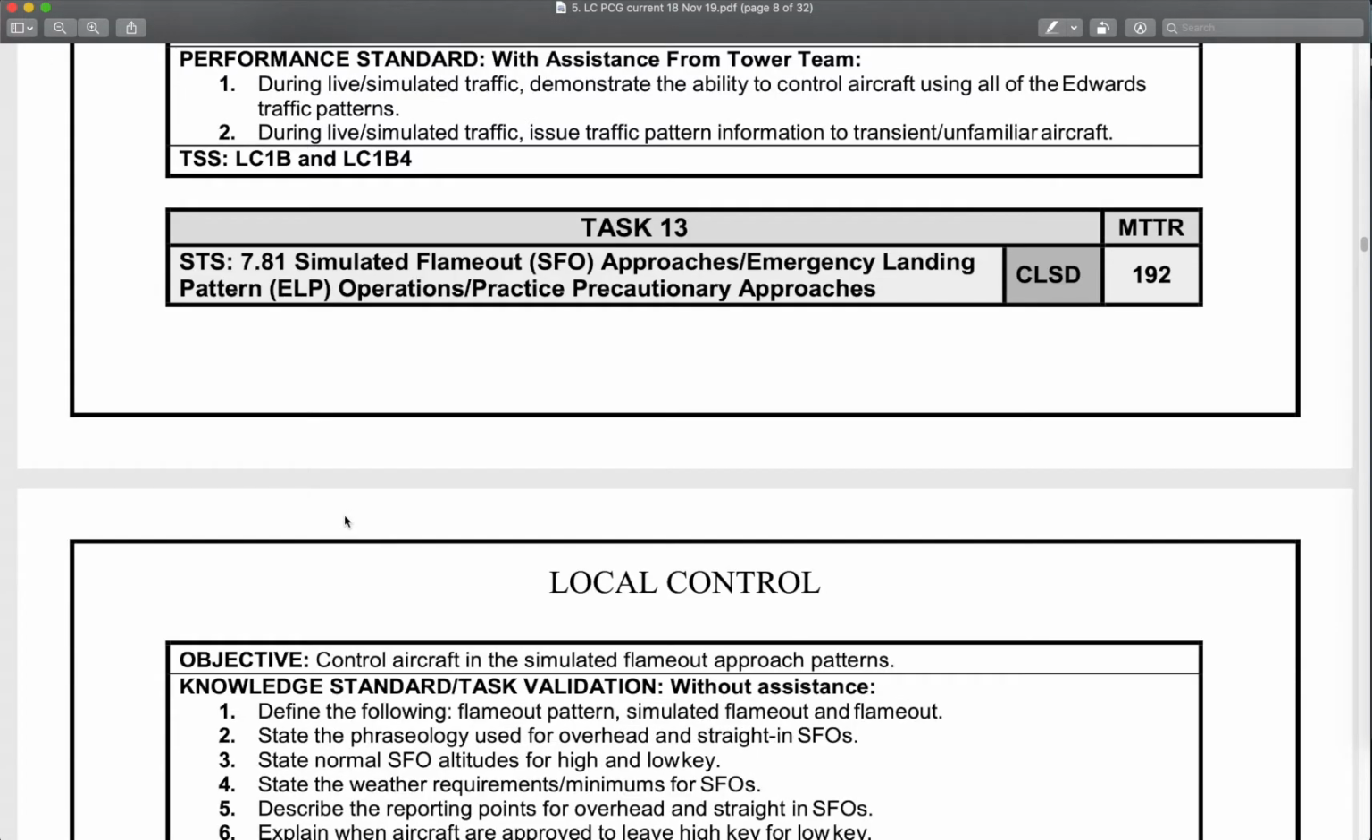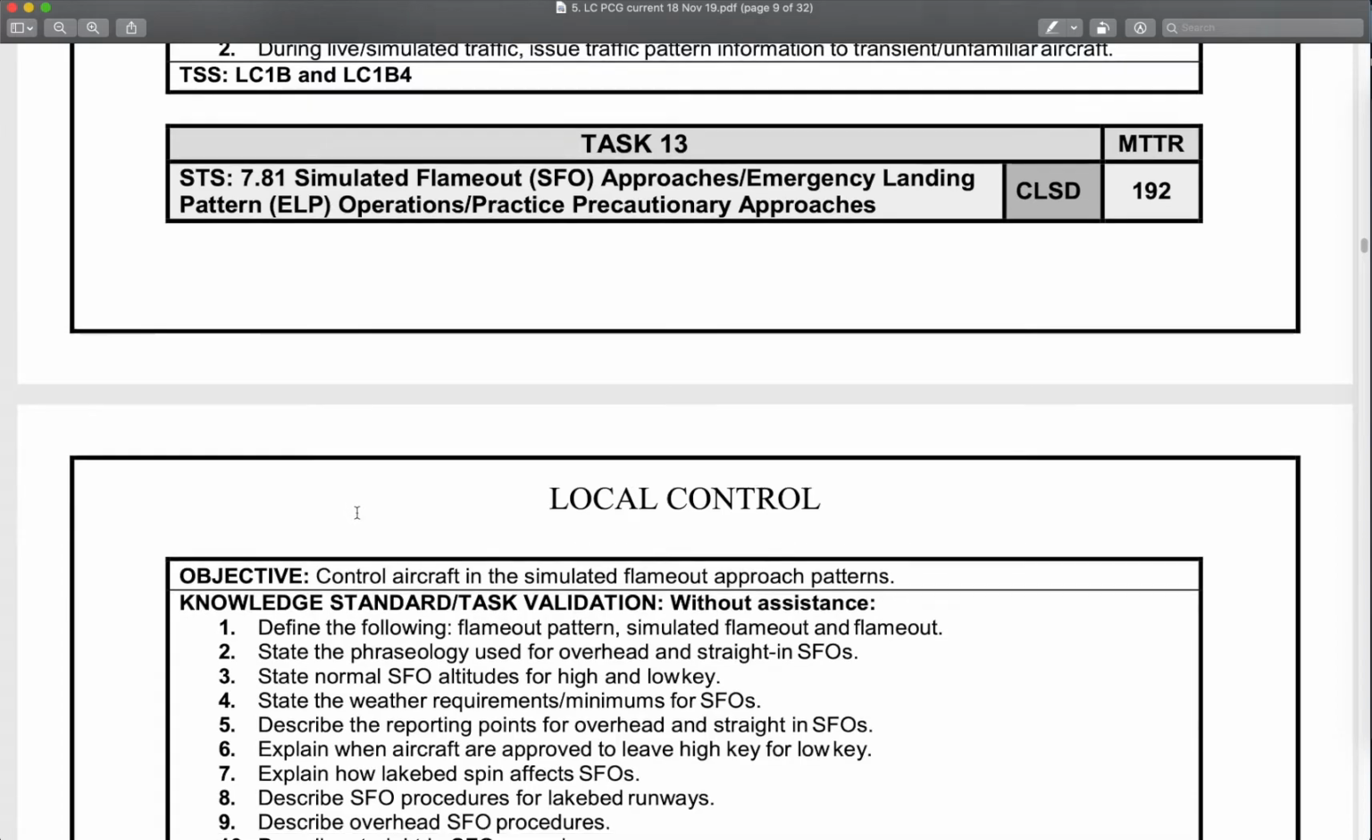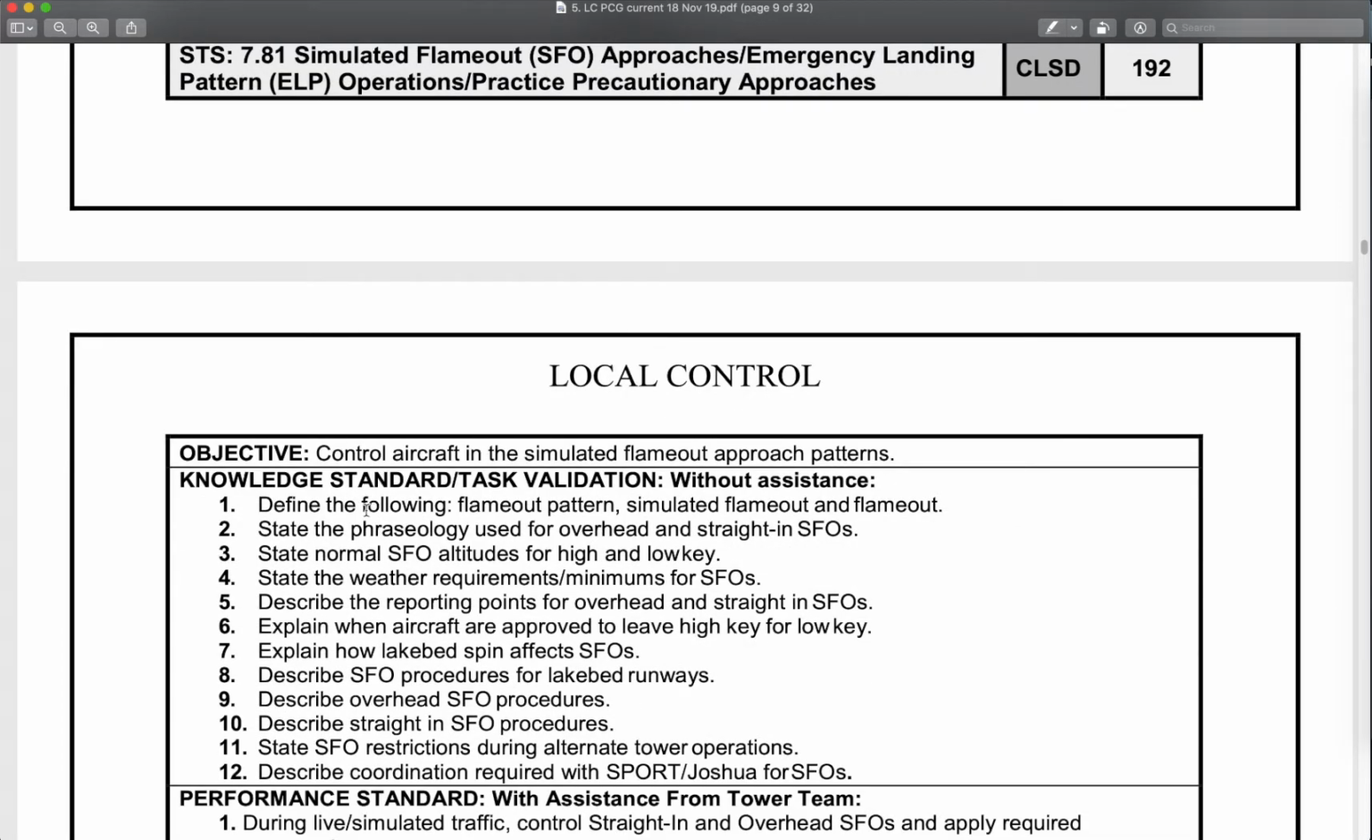All right, now we're going to get down to task 13, SFOs. So for SFOs, we're going to define SFOs, talk a little bit about SFOs, and then I'm going to show you some videos. A flame-out pattern, that's going to be the first definition we're going to talk about. It's an approach normally conducted by a single-engine military aircraft experiencing loss or anticipating loss of engine power or control.